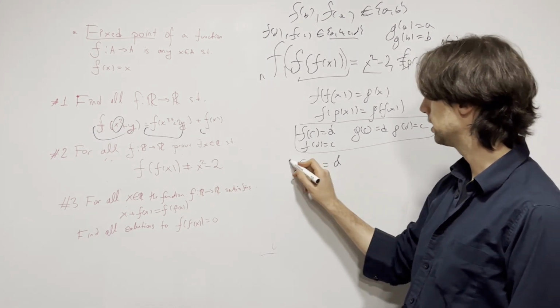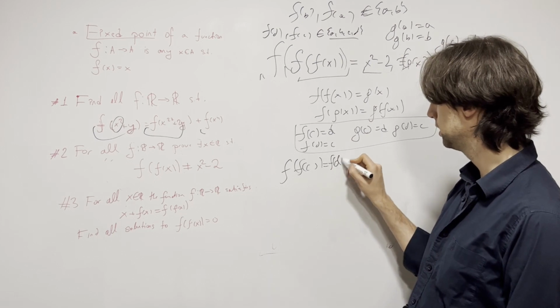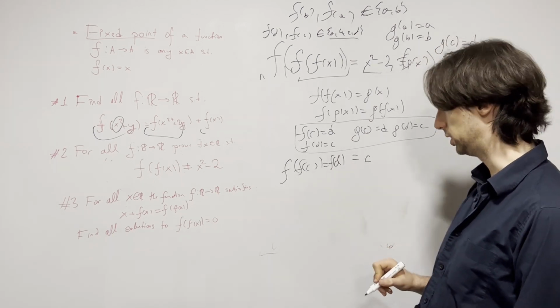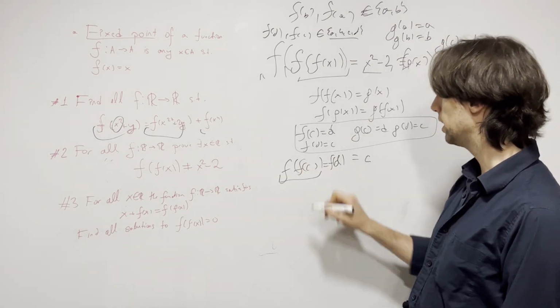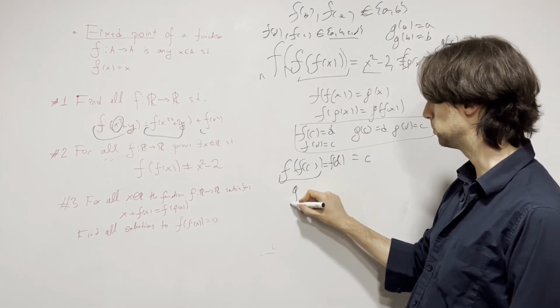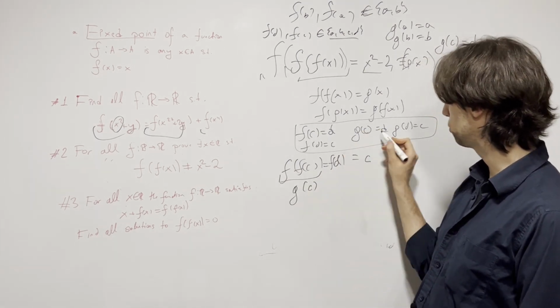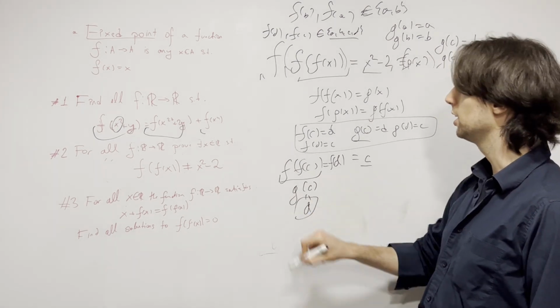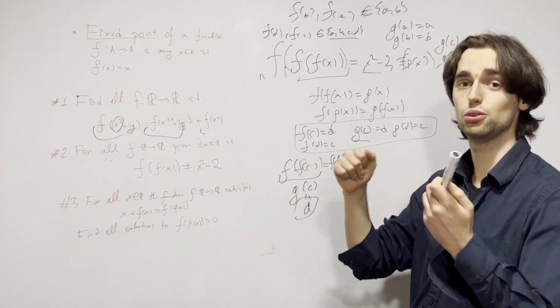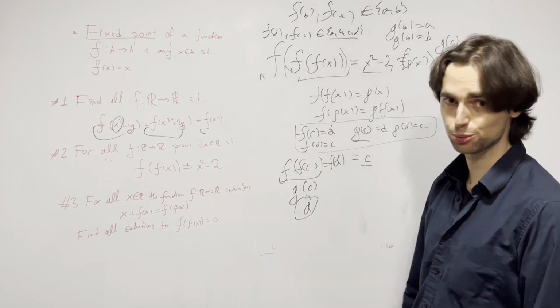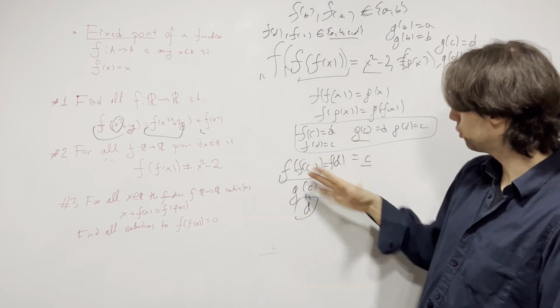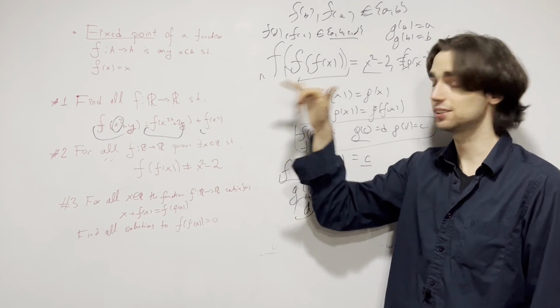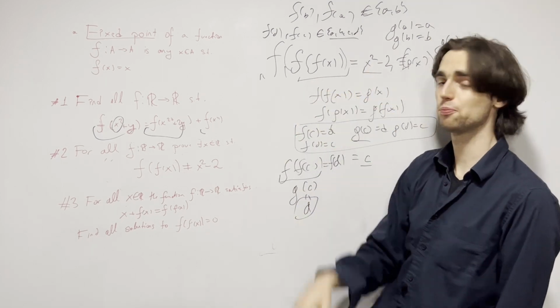we can apply f to both sides, and then f of d is equal to c. On the other hand, f of c is equal to g of c, which we know is equal to d. And then we get c is equal to d, which is a contradiction because these are two separate zeros as we found. And this shows that actually f does not exist that satisfies this relationship.